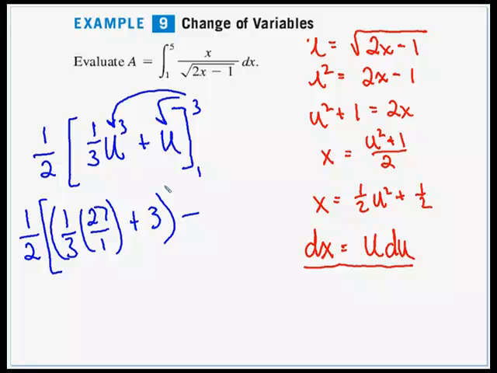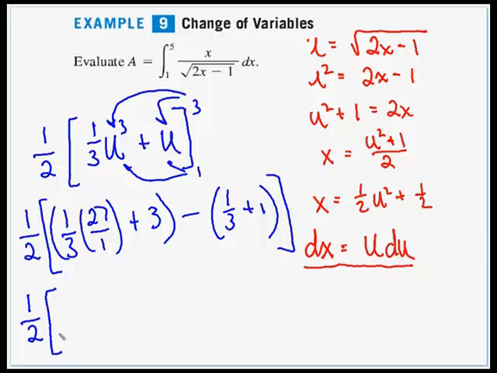And then minus, run the lower limit 1 through, and that'll be 1/3 times 1, or just 1/3. And then plus 1. So our half is still out front. Here first, 1/3 times 27 over 1 is 9. 9 plus 3 is 12. Minus, here we have 1 1/3. 12 minus 1 1/3. So how should we do this?